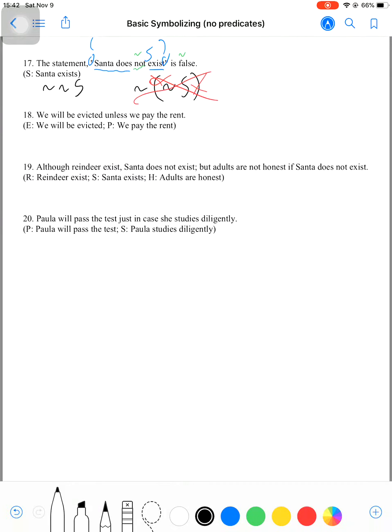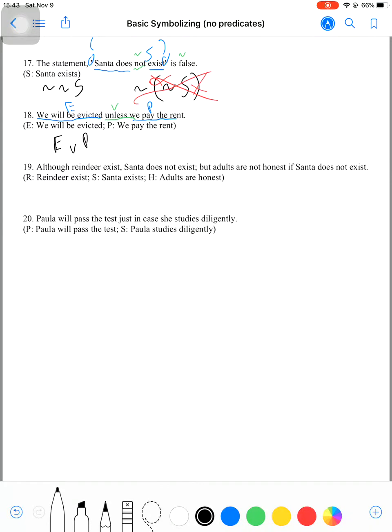Let's go on to number 18. We will be evicted unless we pay the rent. So we have an unless, which we know will be an or. And then we have we will be evicted. That's going to be an E. And then unless we pay the rent is P. So this will be E or P.